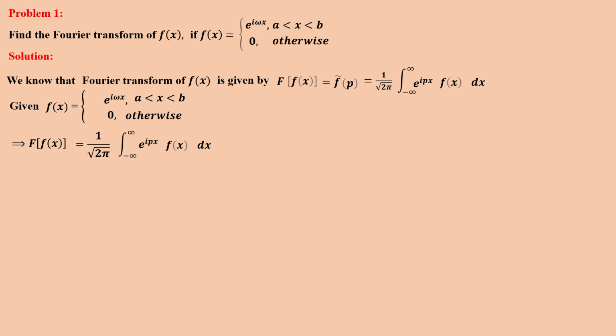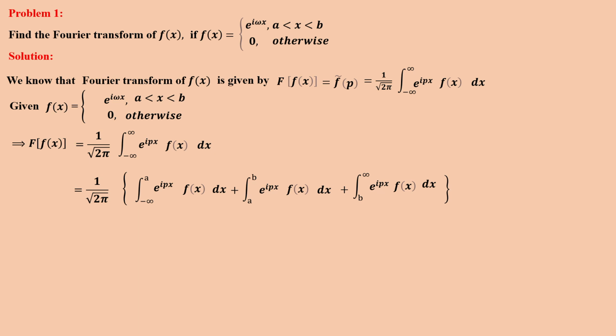b to infinity. So we are splitting: 1 by root 2π integral from minus infinity to a e^(ipx) f(x) dx plus integral a to b e^(ipx) f(x) dx plus integral b to infinity e^(ipx) f(x) dx. Now we are going to substitute the value of f(x) in the particular intervals, but only between a and b f(x) is valid, that is equal to e^(iωx). In the other intervals the value of f(x) is 0.